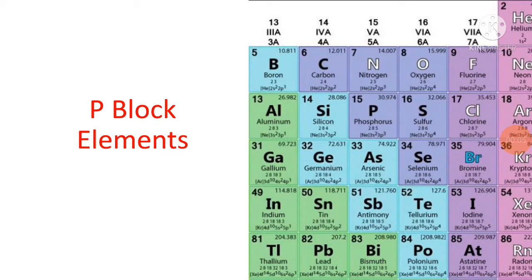In your lower class, you have studied what P block elements are. In the periodic table, group 13 to 18 elements belong to P block elements. The elements which belong to group 13 to 18 are P block elements. There are 6 groups. In this chapter, we will discuss importance and characteristics of P block elements. Let us understand more about P block elements.